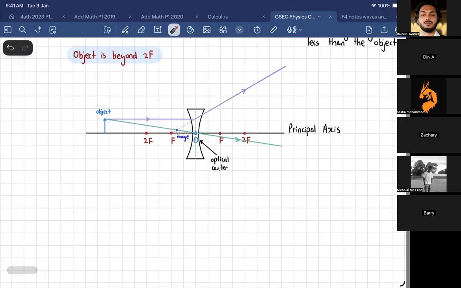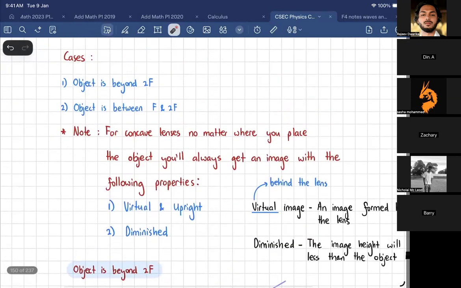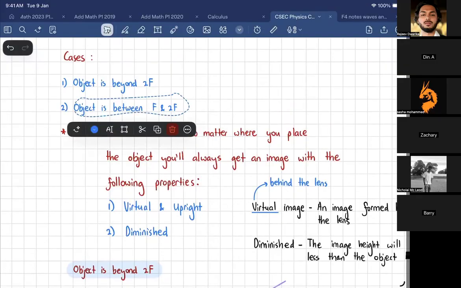Okay. Before we end class, let's do another one quickly. So what if the object is between F and 2F?